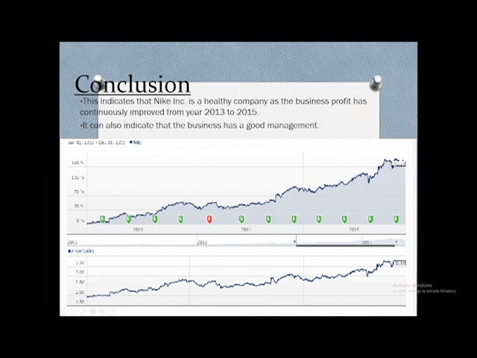This indicates that Nike Incorporated is a healthy company as the business profit has continuously improved from year 2013 to 2015. It can also indicate that the business has good management as the business managers have ensured that most of the performance figures are improved on from the previous year.